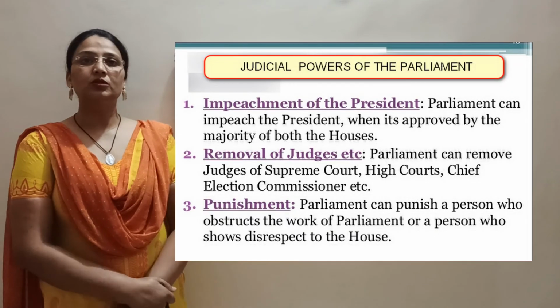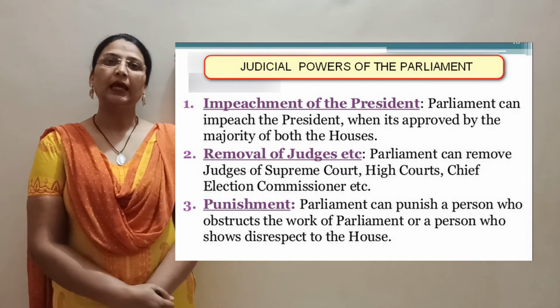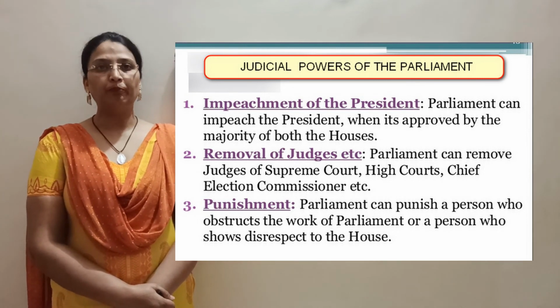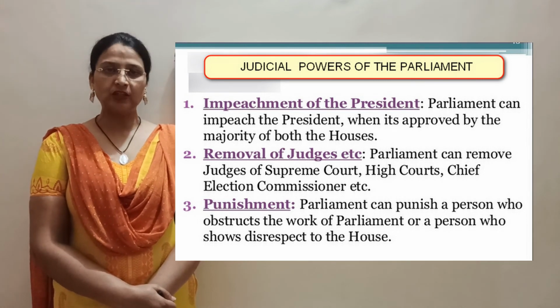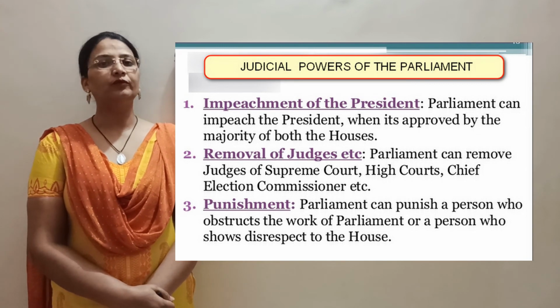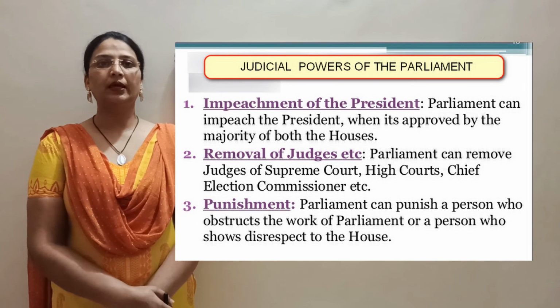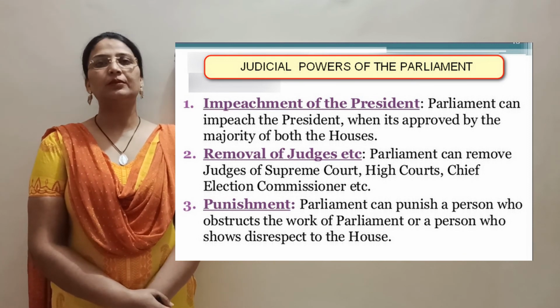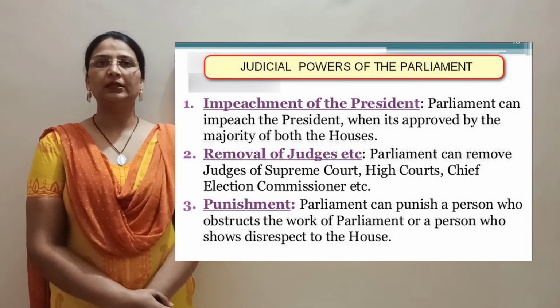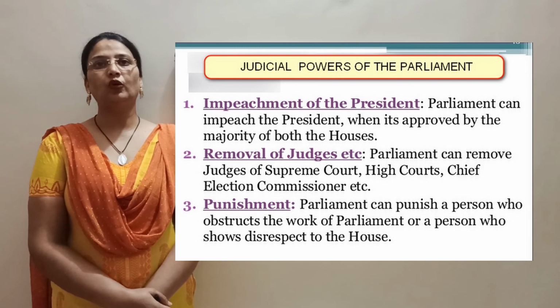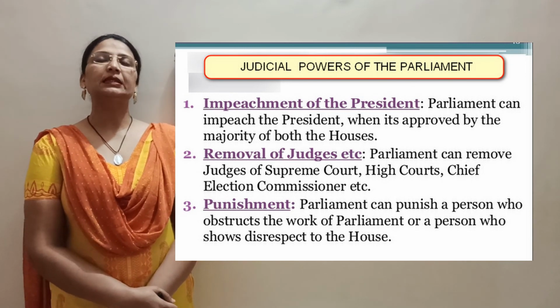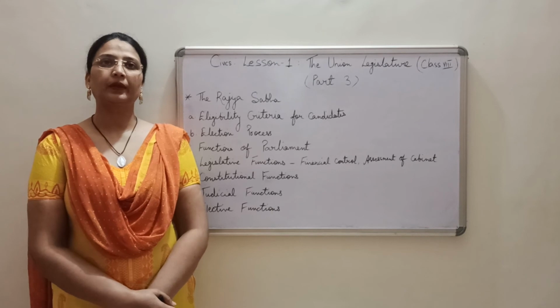Judicial functions of the Parliament. It has the power to impeach the President, the Vice President, the Judges of the Supreme Court and the High Court. It can also punish its members or outsiders for the breach of privilege or its contempt.